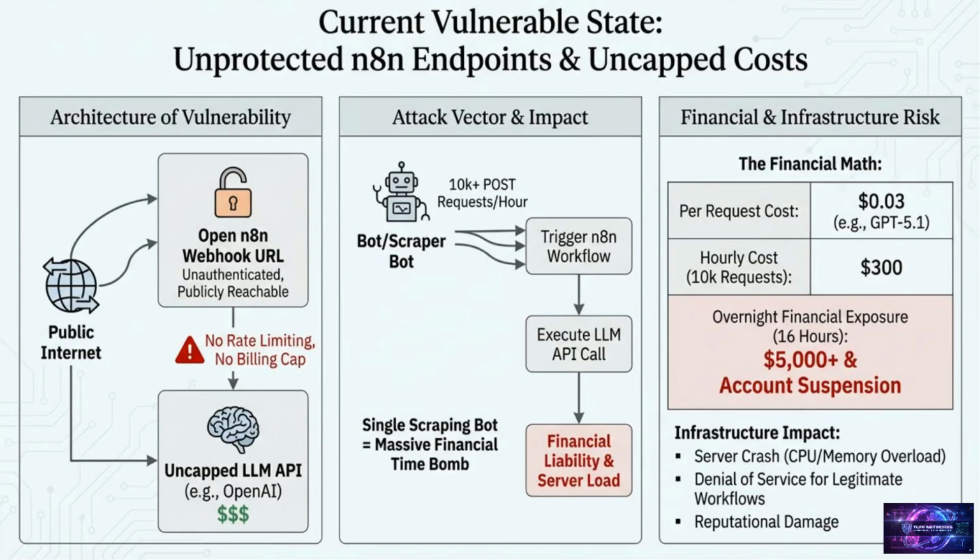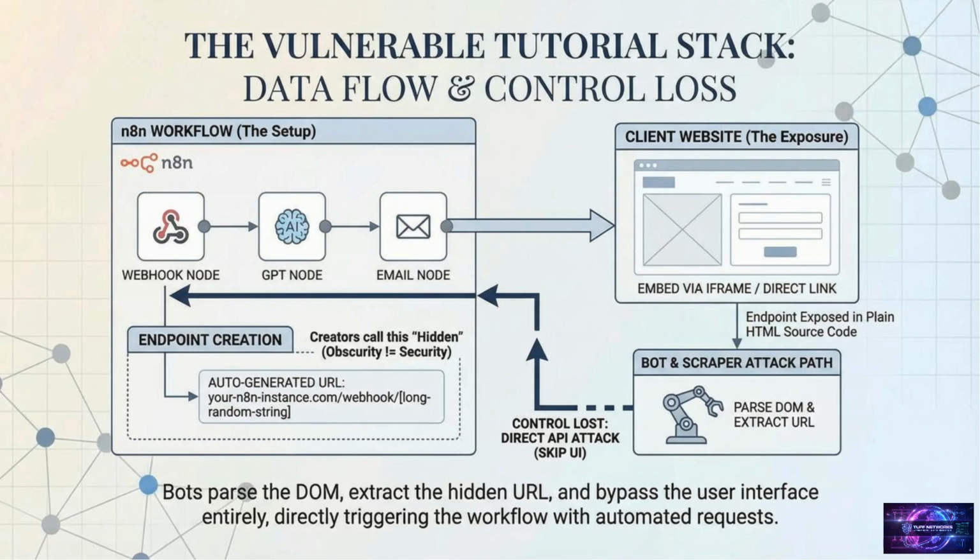Let's talk about the specific financial vector here. In a standard automation, your webhook receives text, and you immediately pass that text to an LLM node, say GPT 5.1 or Claude Opus 4.5. These models are priced per token. If a bot sends a massive block of nonsense text to your webhook and your automation passes that nonsense to OpenAI, OpenAI will process it. They will charge you for the input tokens, and they will charge you for the output tokens as the AI tries to make sense of the gibberish.